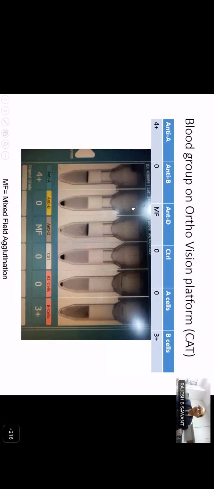What are we dealing with over here? A mixed field reaction with anti-D, right? So here you can see in this well, which is the anti-D testing, there are cells which are there on the surface. That means they are agglutinated cells, and there are cells which have reached the bottom. So they are non-agglutinated cells. Okay, mixed field reaction or mixed field agglutination.